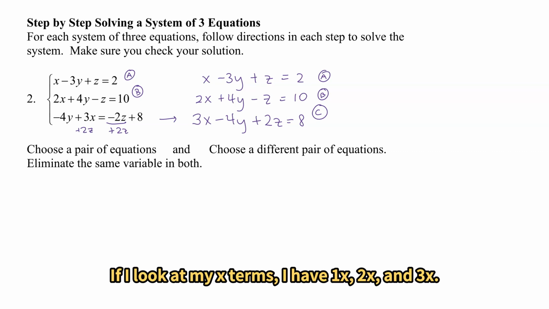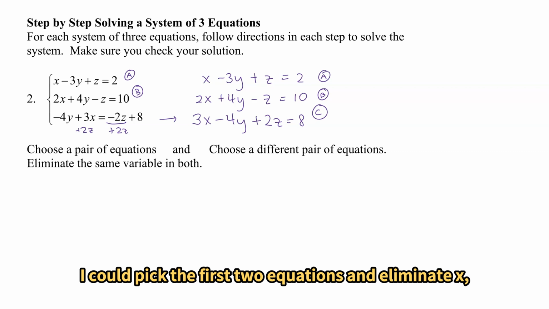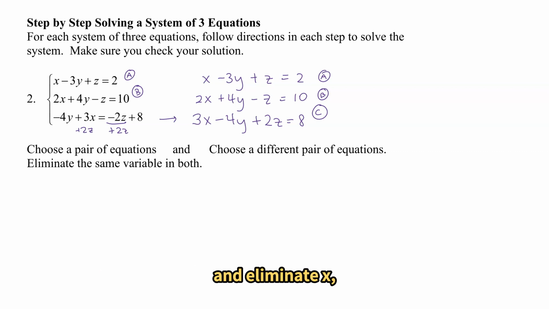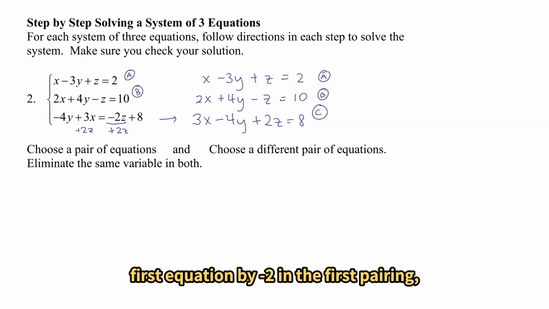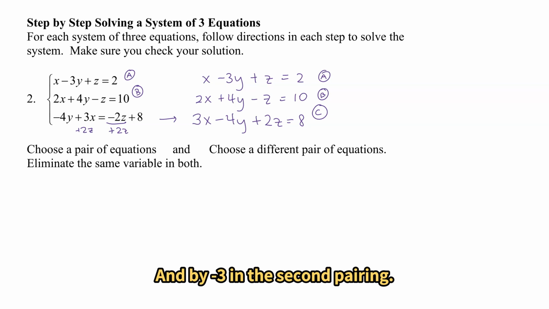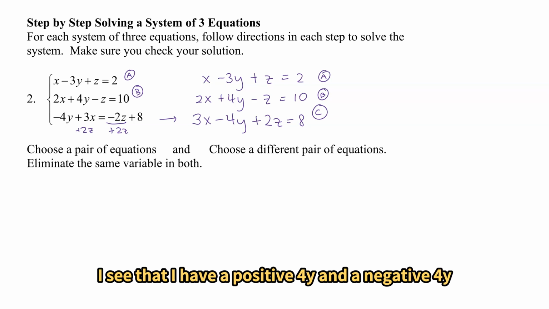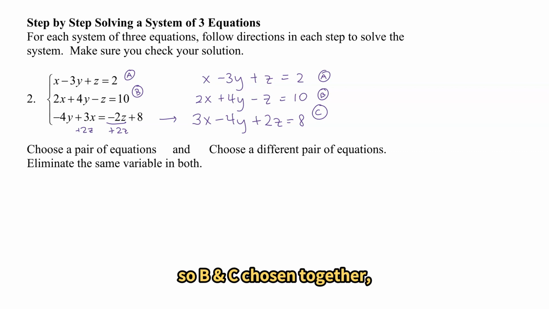If I look at my x terms, I have 1x, 2x, and 3x. I could pick the first two equations and eliminate x, and I could pick the first and the third equation and eliminate x, and I only need to multiply that first equation by -2 in the first pairing and by -3 in the second pairing. So that's a possibility. Looking at y's, I see that I have a positive 4y and a negative 4y, so B and C chosen together.